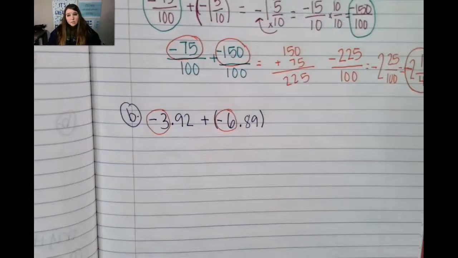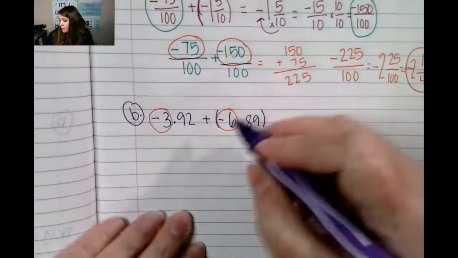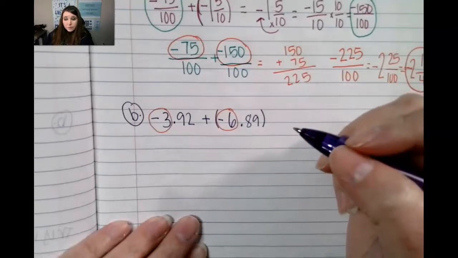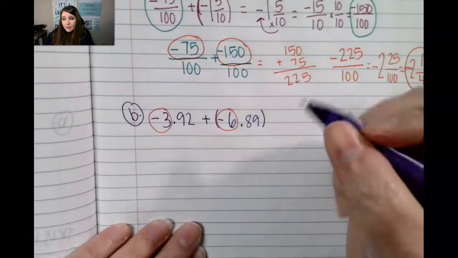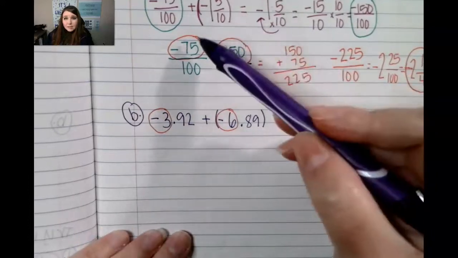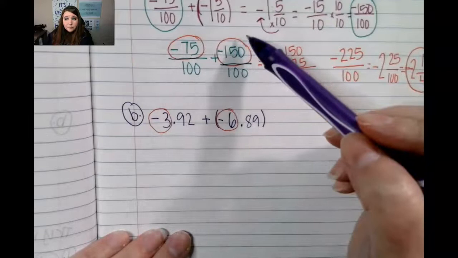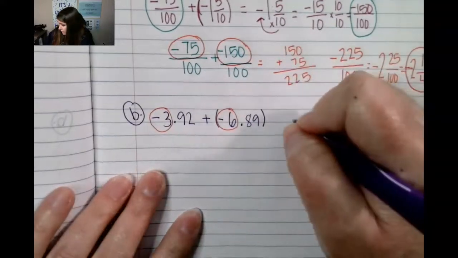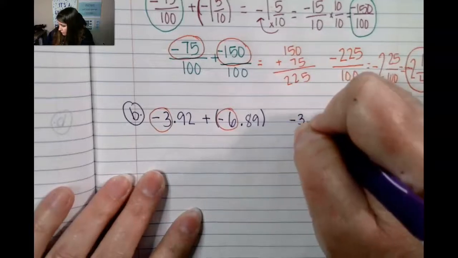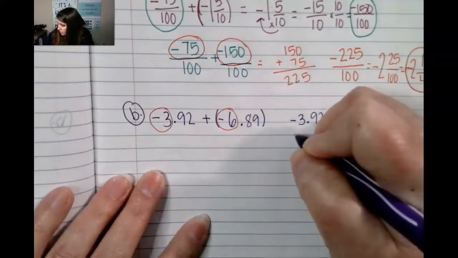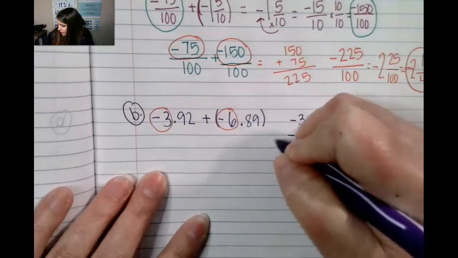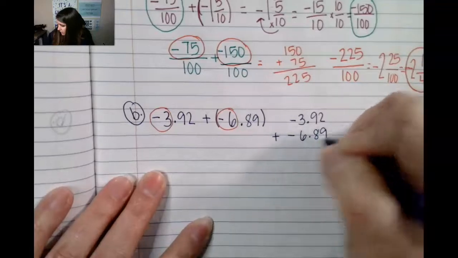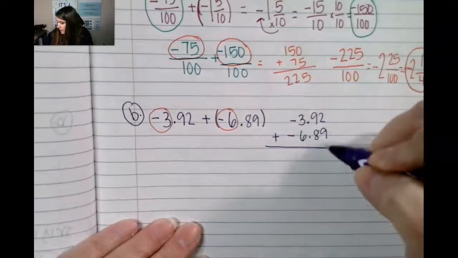Okay, so this one is an easy one to line up because you're just going to have a bunch of reds no matter what you do. If you have a positive and a negative, the best way to think about that one is to convert it into fractions. So if I have negative 3.92, I'm going to add negative 6.89. And then we're just going to add. We're going to line them up and we're going to add.